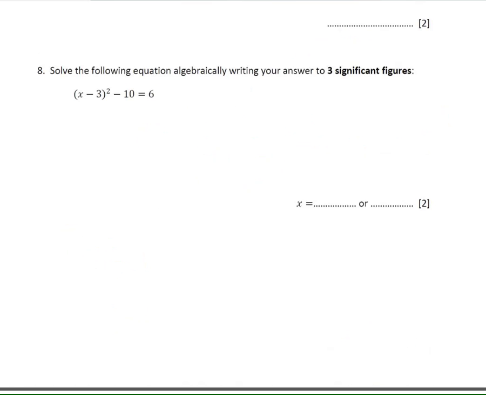Okay, next question then. So in this question, the most common error is to try and square the brackets, writing x squared minus 9 minus 10 equals 6. Please don't do this, it's just wrong.